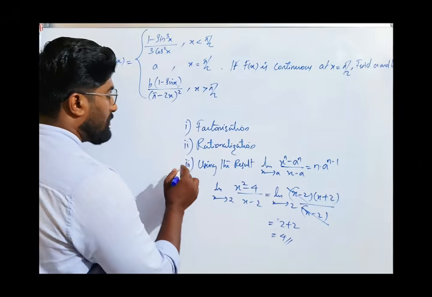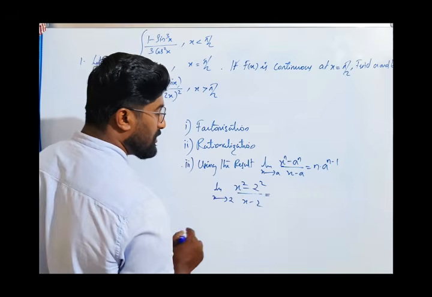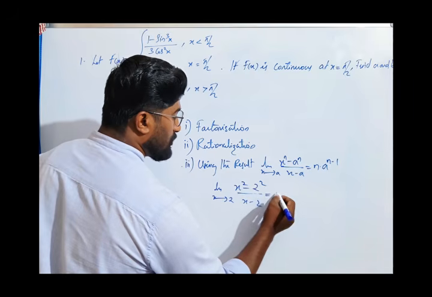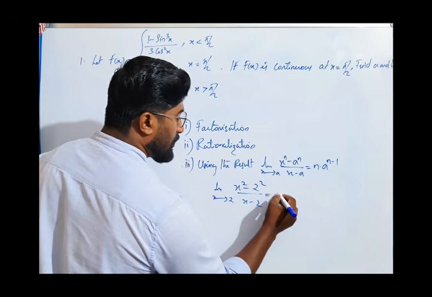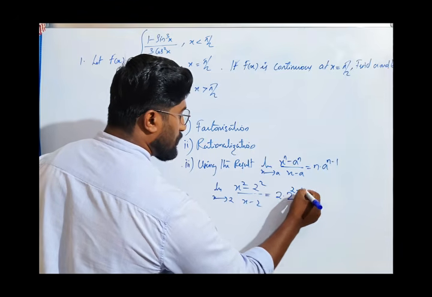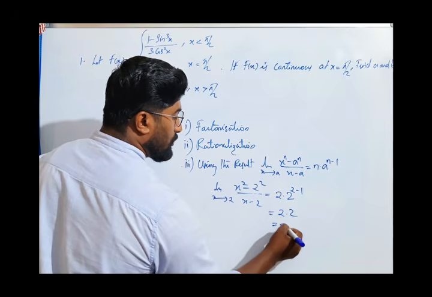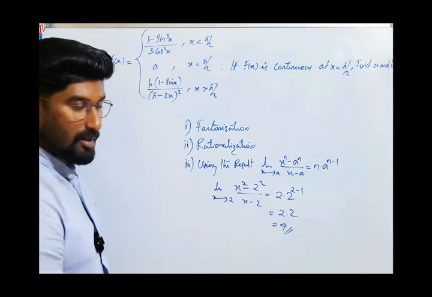Suppose I apply the third property, the x raised to n minus a raised to n divided by x minus a form, whose result is n into a raised to n minus 1. Here n is the exponent, that is 2, and a is 2, so 2 into 2 raised to 2 minus 1, which is equal to 2 into 2, that is 4. You got the same result here.